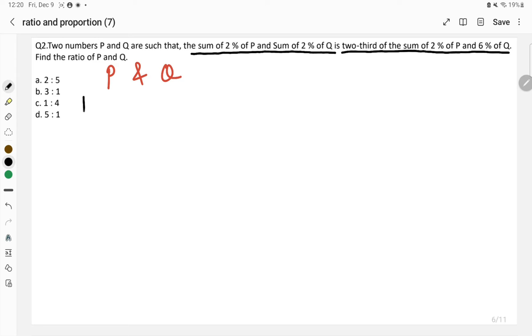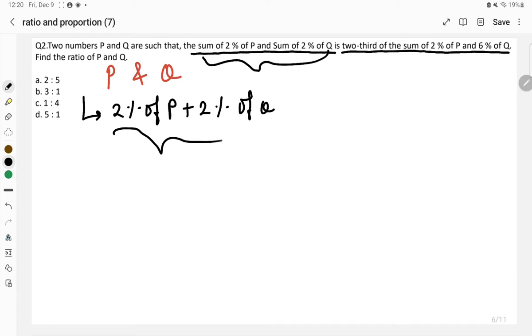How to calculate this? Look into the question. 2% of p, 2% of q, their sum is equal to 2/3 of the sum of what?